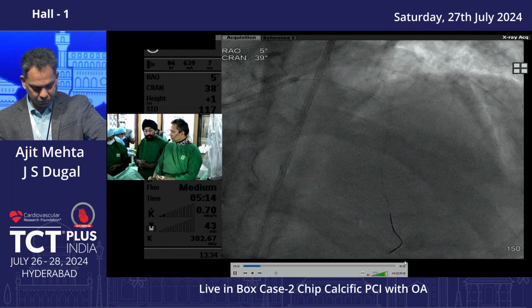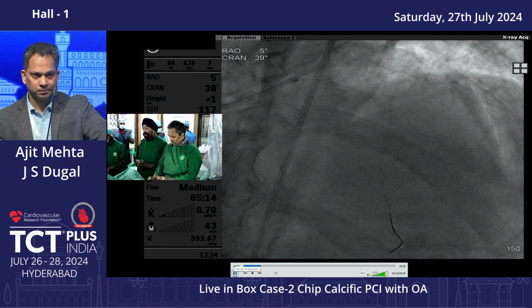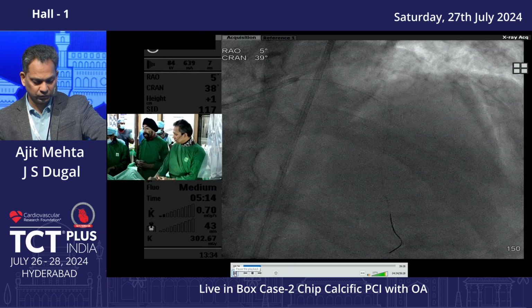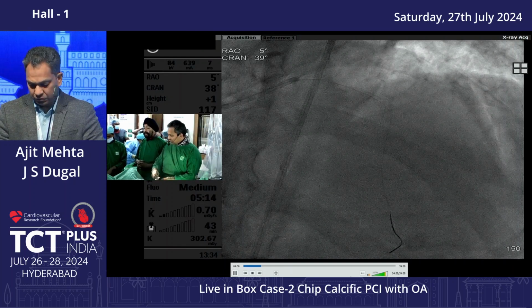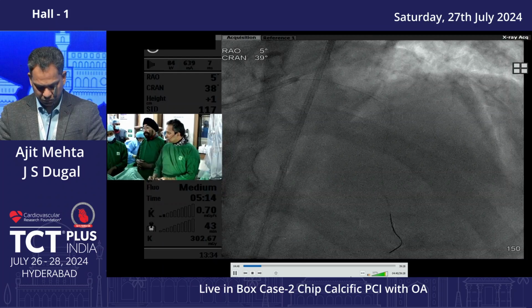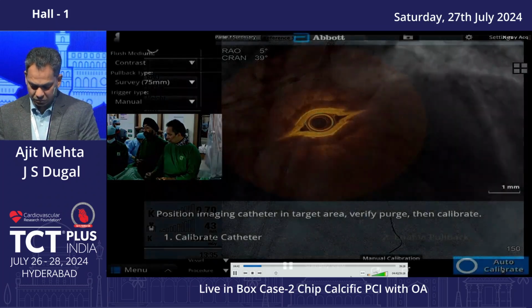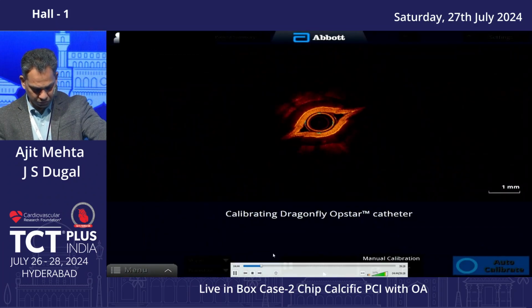Go ahead. And as we are aware, calcium is better seen in OCT because with IVUS you can't see below the calcium. The thickness of the calcium cannot be assessed. With OCT, you can assess the thickness of calcium, the arc of the calcium, and the length of the calcium.